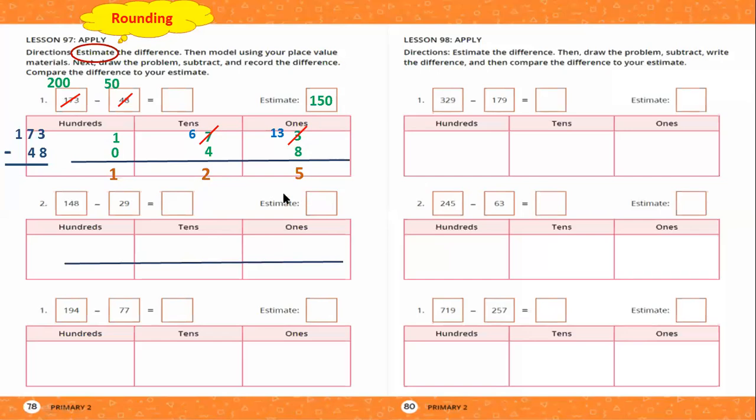Okay? Is there any problem? Easy? Are there any problems?